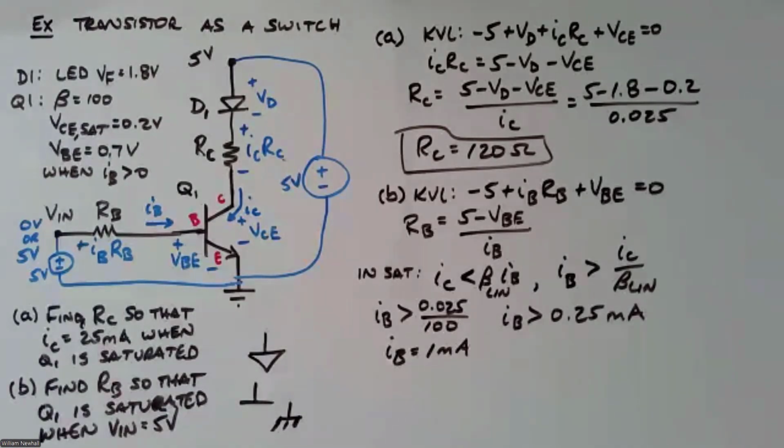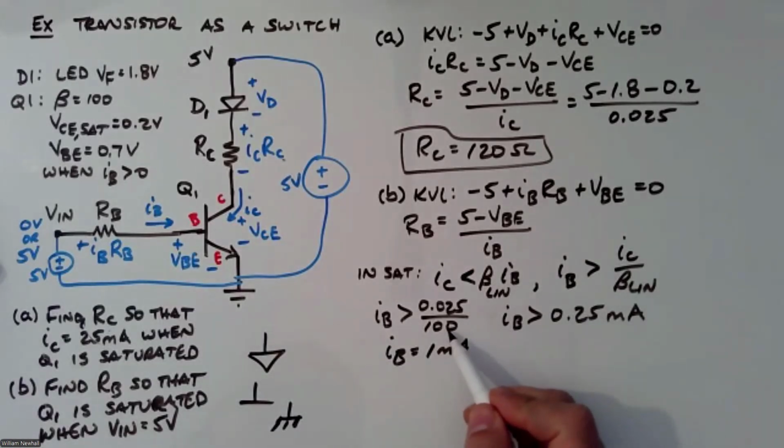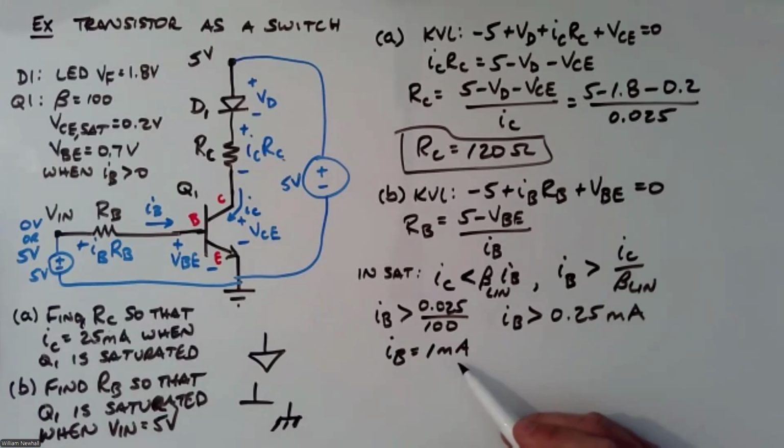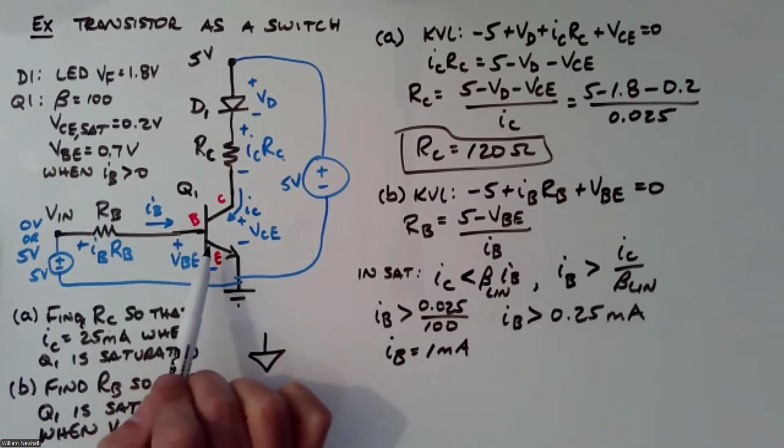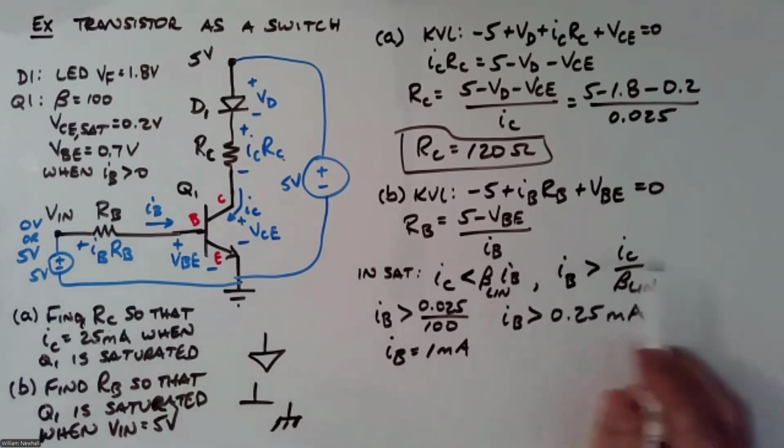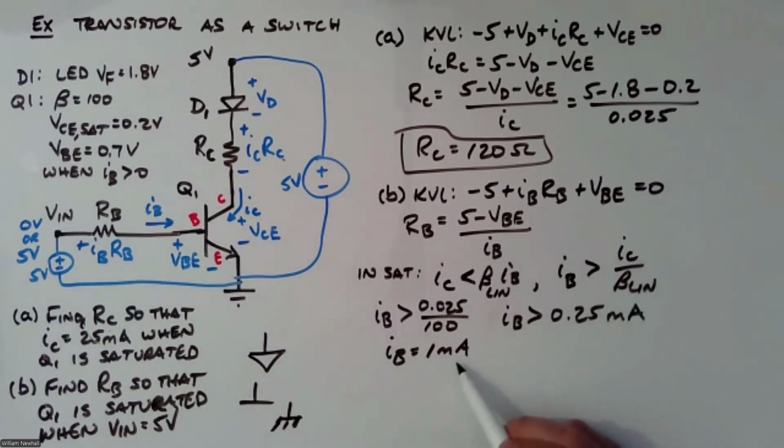Why 1 milliamp? Well, looking at this, I don't think the beta is going to fall to 25. If I make this 25, then I would still be saturated. I'd still saturate this transistor with 1 milliamp. 1 milliamp isn't a whole lot of current, so I'm not going to heat that transistor base to emitter junction up all that much. 1 milliamp isn't much to draw off a battery.